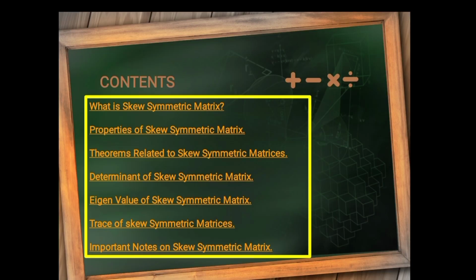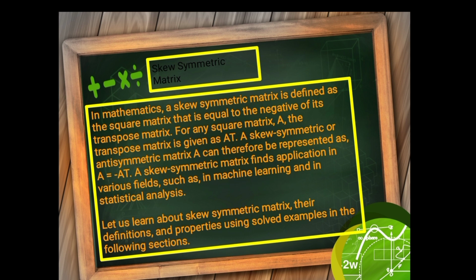Let's move further. What is a skew symmetric matrix? Before going to the whole video, we should first know the basic definition. In mathematics, a skew symmetric matrix is defined as a square matrix that is equal to the negative of its transpose matrix. For any square matrix A, the transpose matrix is given as A power T. A skew symmetric matrix A can therefore be represented as A is equal to minus A transpose.